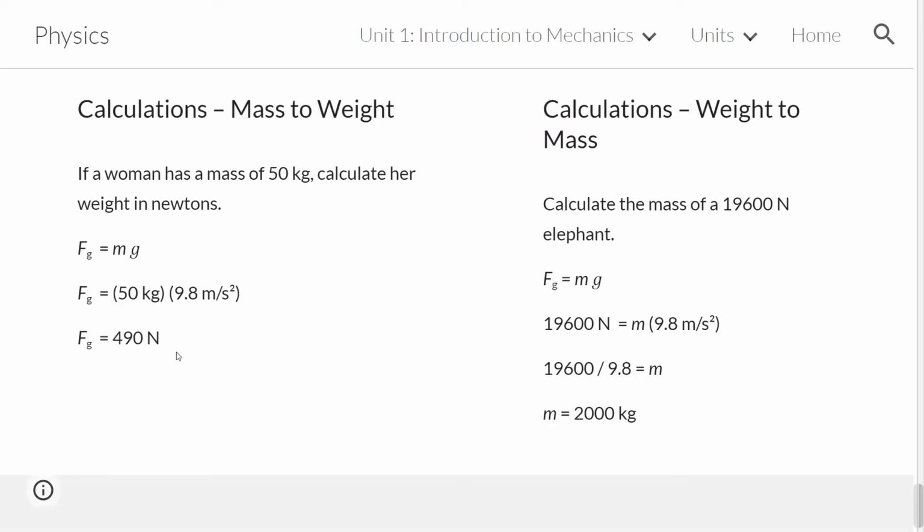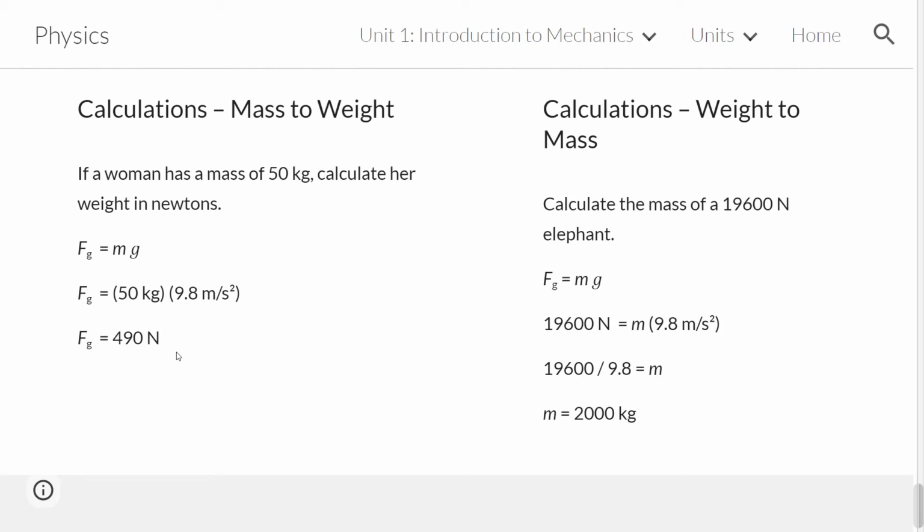Calculations. Mass to weight. If a woman has a mass of 50 kilograms, calculate her weight in newtons. We know that the force of gravity is equal to mass times the acceleration due to gravity, or F sub g equals m times little g. Filling in for the mass, we write 50 kilograms in place of m, and since we're on Earth, that little g is equal to 9.8 meters per second squared. Multiplying these two numbers together, we find that the weight of the object is 490 newtons. F sub g, or the force of gravity, is equal to 490 newtons.